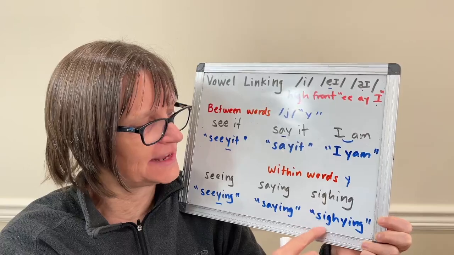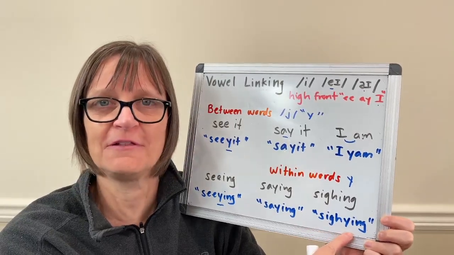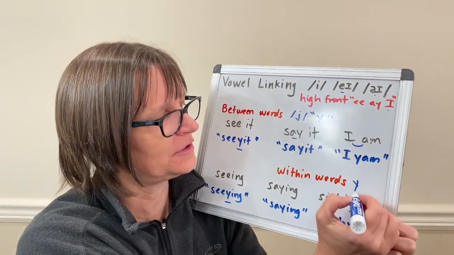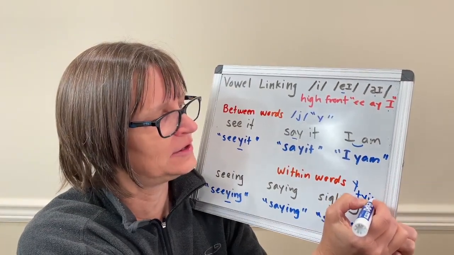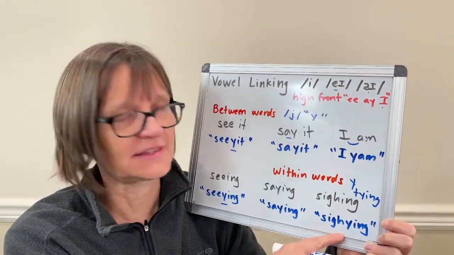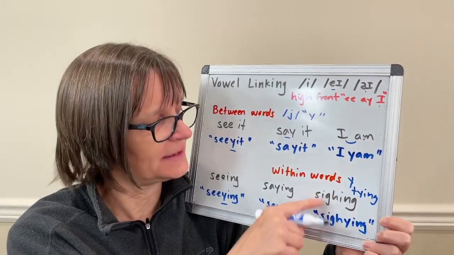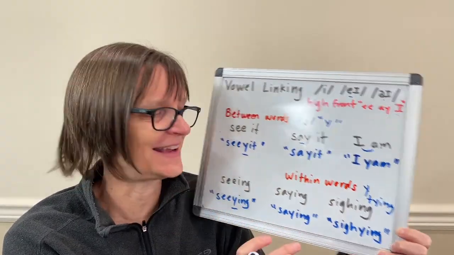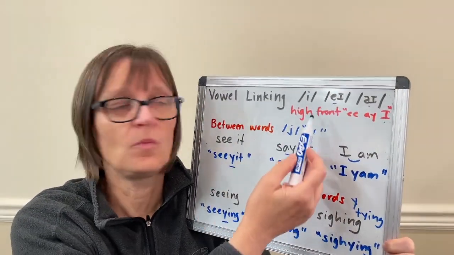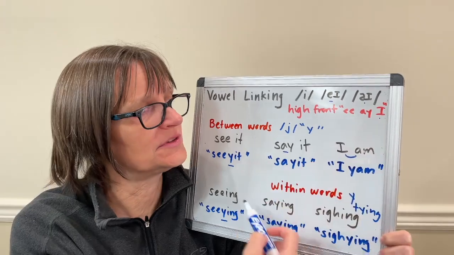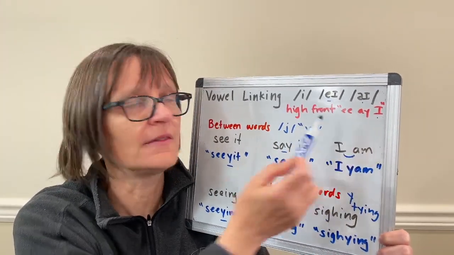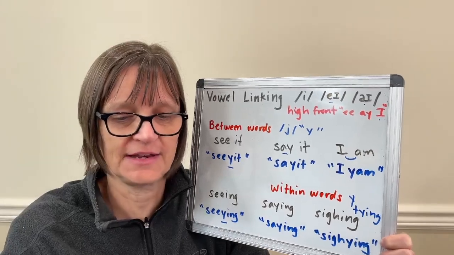And then finally, same thing with the I diphthong when it's in the middle of the word, like sighing or tying. In the word tying, we do spell it with a Y there, tying or dying. And sighing, there's no Y in the spelling, but we do still make that connecting sound. So this is how we do vowel linking when the word or syllable ends with the E, A, or I. Those are all the high front vowels that we glide and connect.